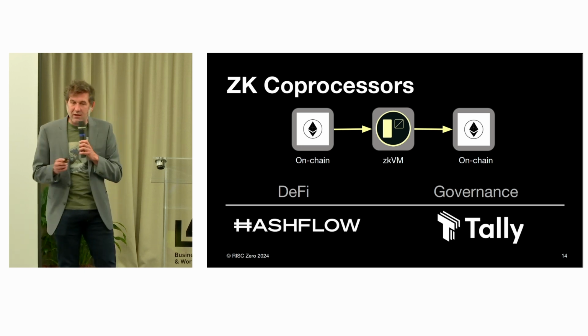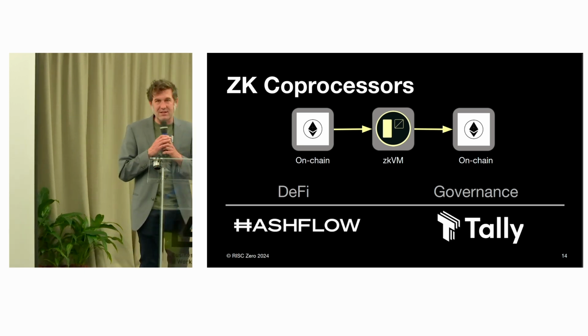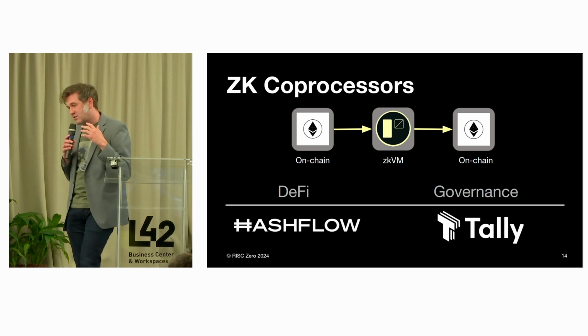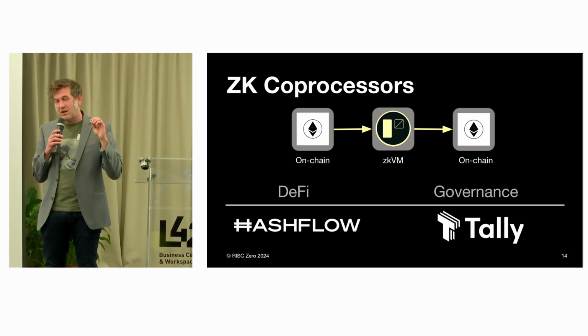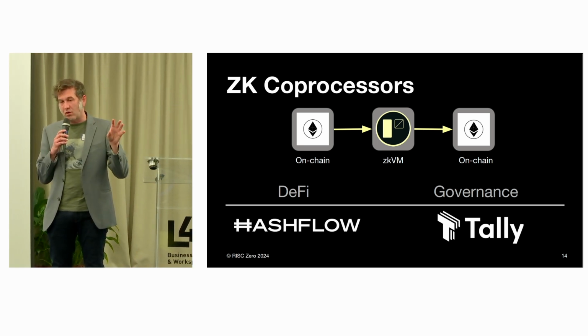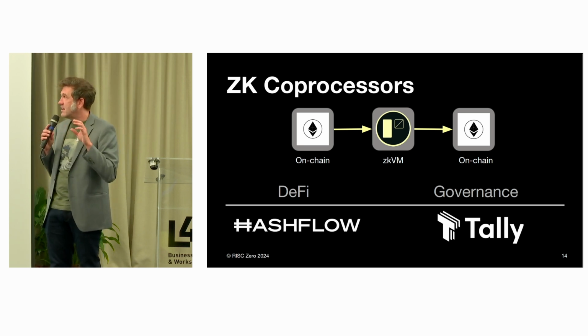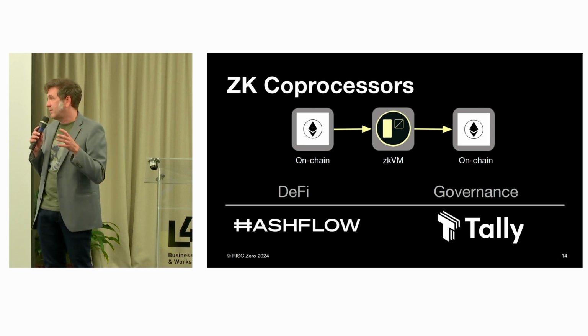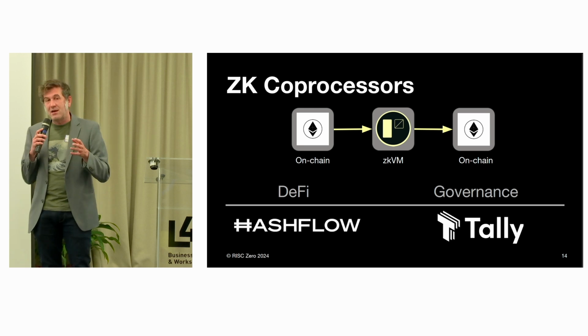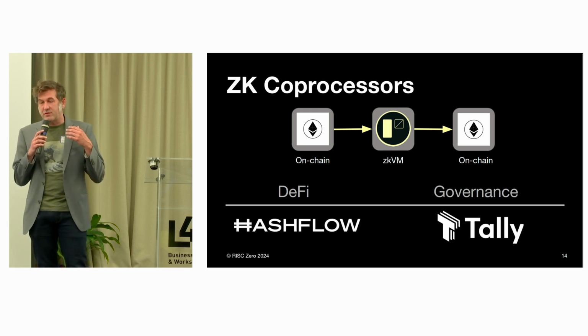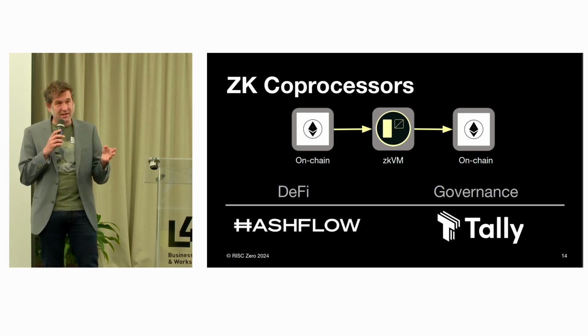The other scalability use case is the idea of a ZK coprocessor, which is rather than have a separate stateful L2 or rollup that you're proving the correctness of, the idea with the ZK coprocessor is that you take some on-chain state and you prove some fact about it using the ZKVM, and you post that back on-chain. So, for example, if you look at a governance use case, maybe you want to do the aggregation of all the votes and all the signature verifications. Well, it's very expensive on-chain. It costs a lot of gas.